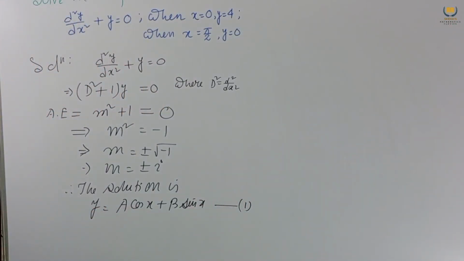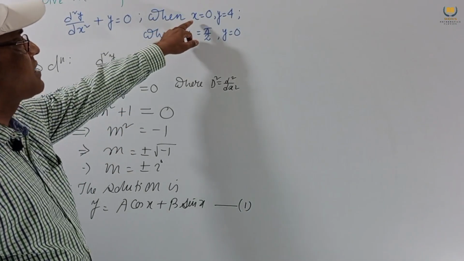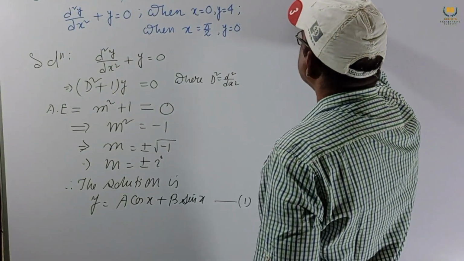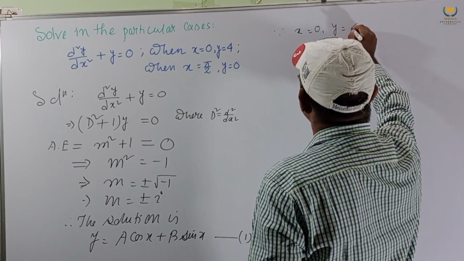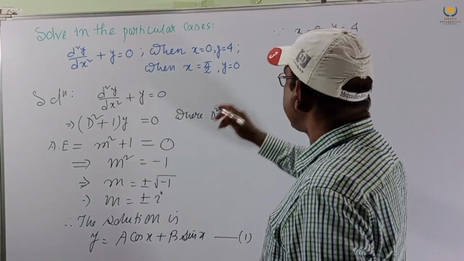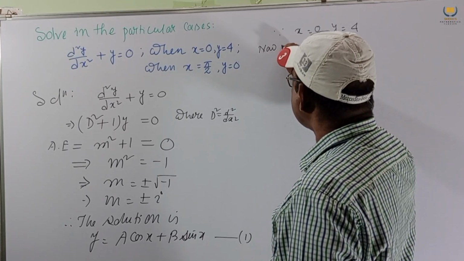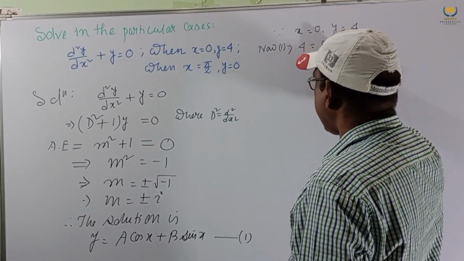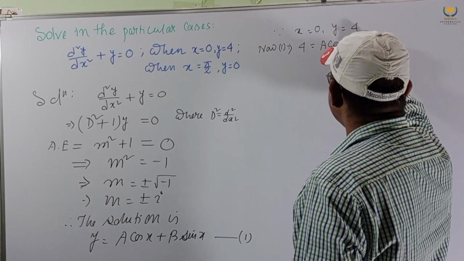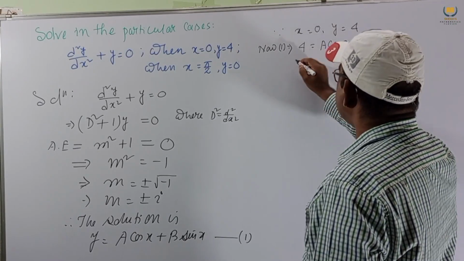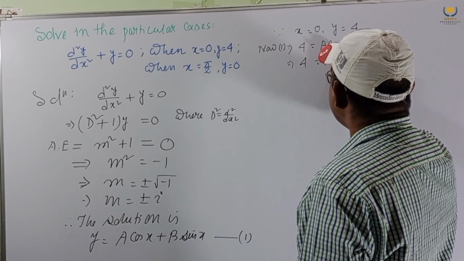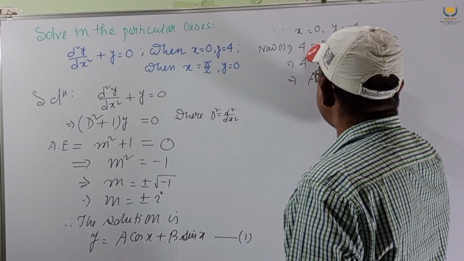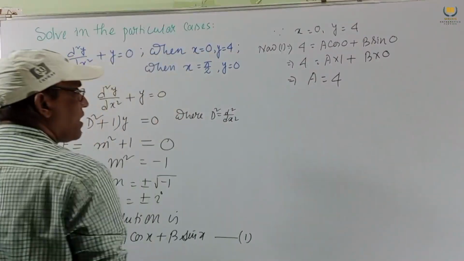But here some condition given: when x = 0, y = 4. Since x = 0, y = 4, putting this value here, equation 1 implies in place of y we put 4, and A cos 0 + B sin 0. This is 4 = A into 1 + B into 0. That means A equal to 4. The value of A we get 4.